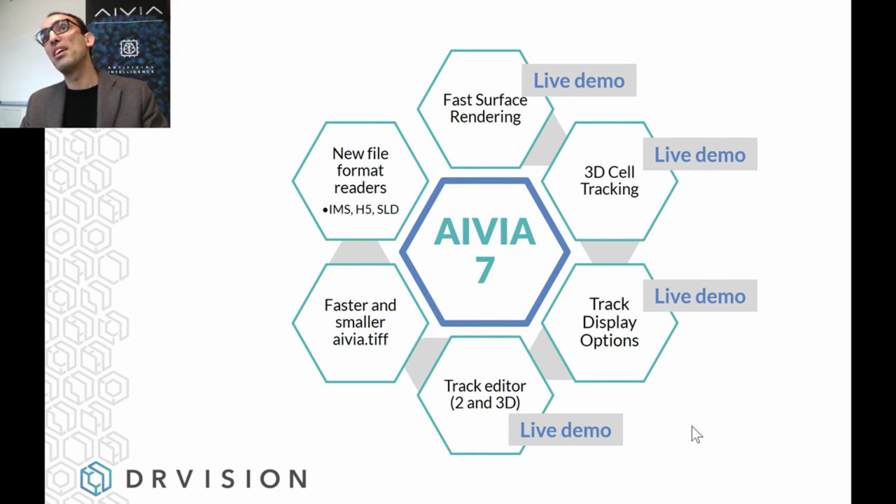So we covered the 3D tracking, the track display options, which are extensive, the track editor, which I briefly demonstrated. There's a lot more functionality there that help you edit tracks. The faster and smaller aivia.tiff, so that you can more quickly get to a high performance file format for volume rendering, and the support for additional file readers, which should make your life a lot easier. If you have any of those files, you don't need necessarily to convert them to aivia.tiff. You will have pretty good performance out of the box, especially for the IMS and H5, which have the HDF5 multi-res multi-block information in them.